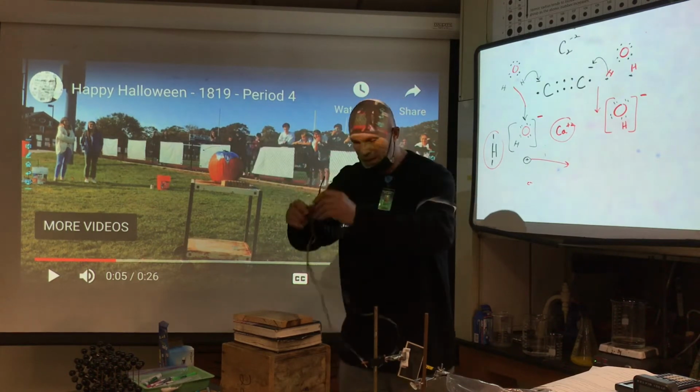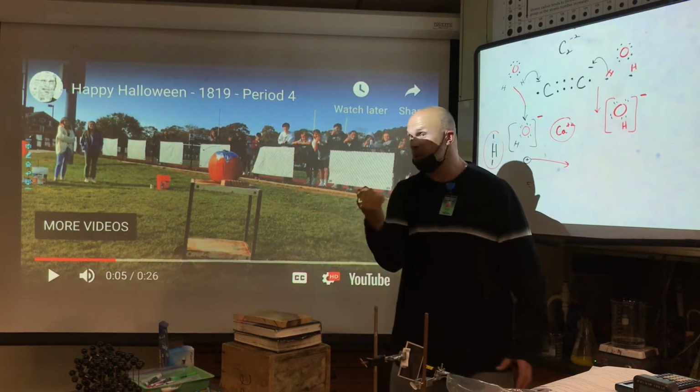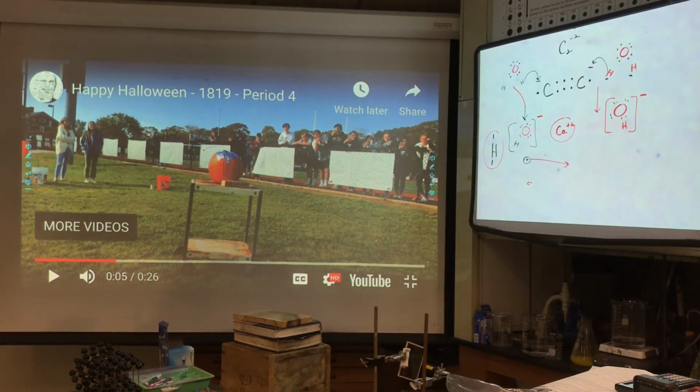Can't get away from the science. In any case, that's what this wire is here. And when I go 10, I'm going to hit that. That little spark is the activation energy to react the oxygen with the acetylene. So let's do it. Stop talking about it.